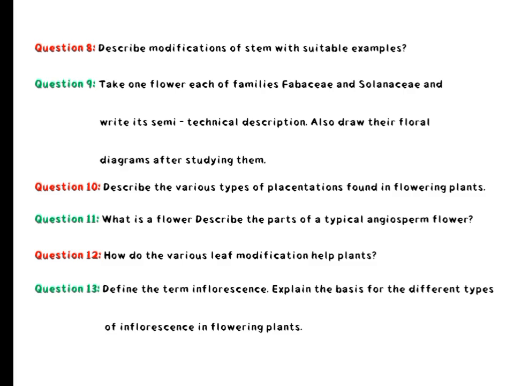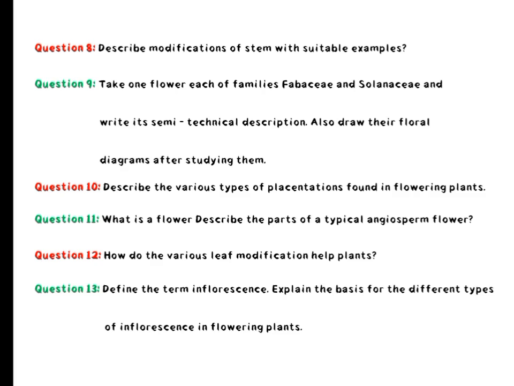Then what is a flower? Describe the parts of a typical angiosperm flower. So simple. You just describe what a flower is, then calyx, corolla, androecium, gynoecium. Then how do the various leaf modifications help plants? Leaves are modified into tendrils for climbing, and into spines to protect, as an organ of defense. Then modified for nutrition. We already discussed the modification of leaves; you just write that.